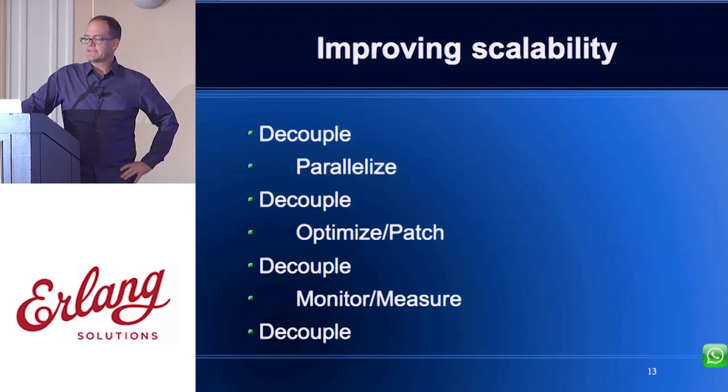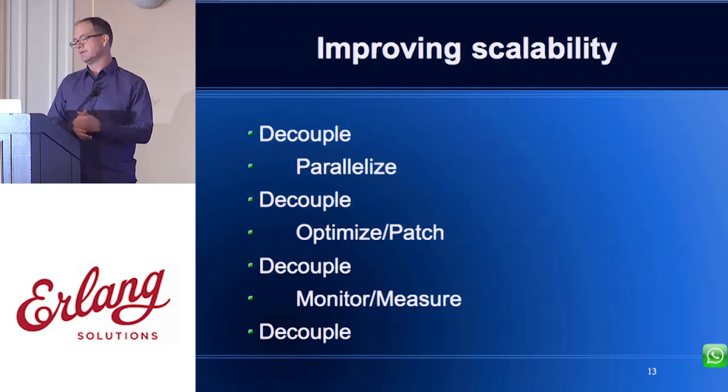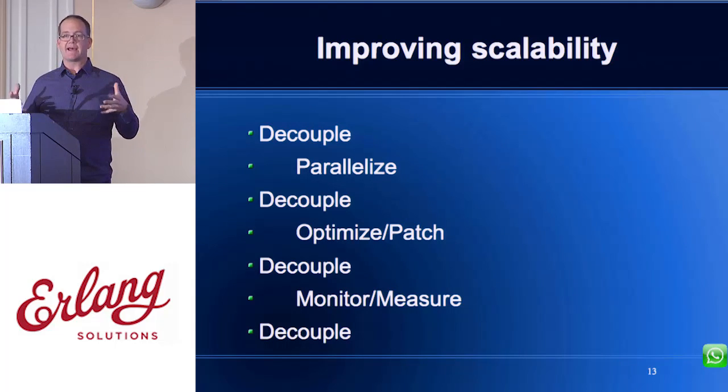Now, when we think about scalability, no surprises here. A lot of decoupling, just stuff that you would expect. Parallelizing stuff as much as we can. We do as much optimization in the application as we can. Occasionally we have to patch OTP or Beam. And then we're always monitoring and measuring how we're doing in terms of capacity and what bottlenecks we might have.